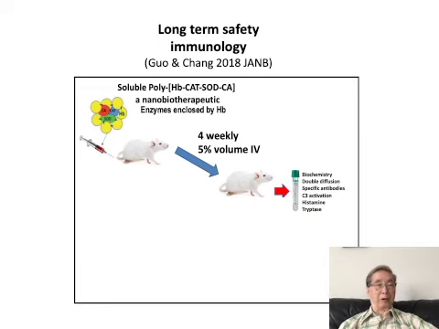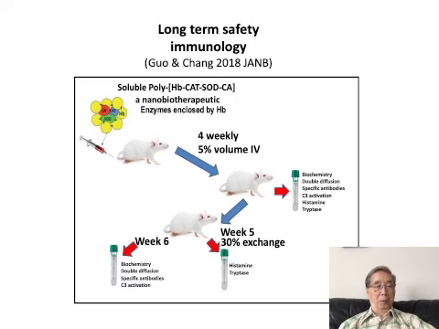For long-term safety study and immunological study, we inject the blood substitutes once a week, 5% of total blood volume, into animals, and then analyze biochemistry and immunology after each week. After 4 weeks, on week 5, we exchange 50% blood volume with this blood substitute and look at the effect on anaphylactic shock. And week 6, we look at biochemistry, growth, and immunology.